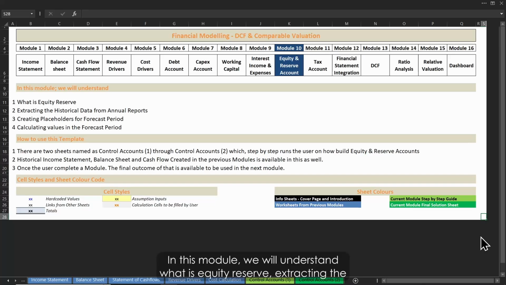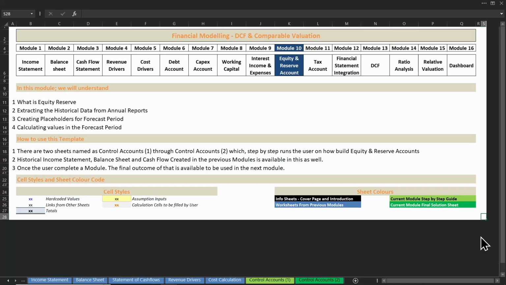In this module, we will understand what is equity reserve, extracting the historical data from annual reports, creating placeholders for forecast period, calculating values in the forecast period. We will be using Microsoft Excel.